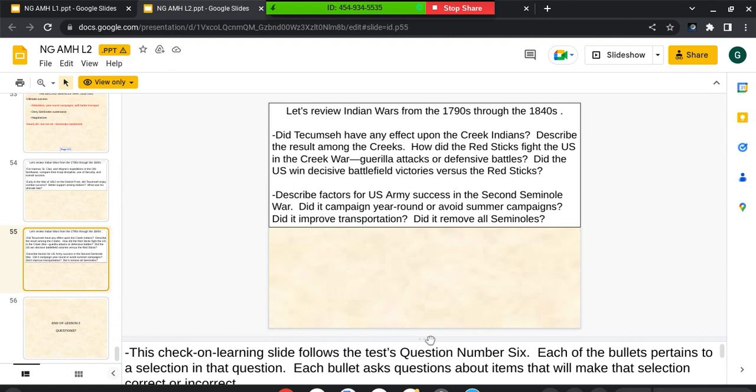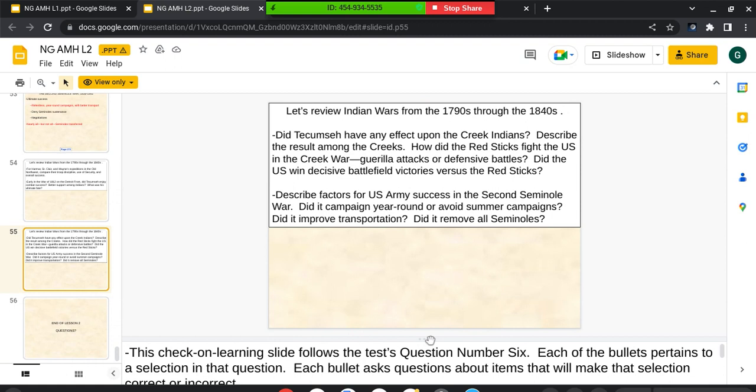So it kind of showed how these Native Americans were adapting to the United States way of fighting, the same way that the United States early on had to adapt to the Native Americans' way of fighting. So here, the art of warfare is kind of adaptable, right? It changes depending on what situation you're in.